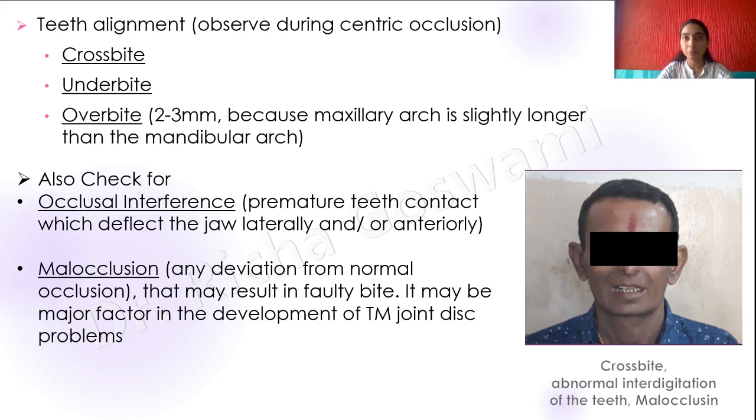Normally the overbite is present. Why? Because the maxillary arch is slightly longer than the mandibular arch. So 2 to 3 mm of overbite is considered normal and is present in almost all of us. Also check for occlusal interference or malocclusion.